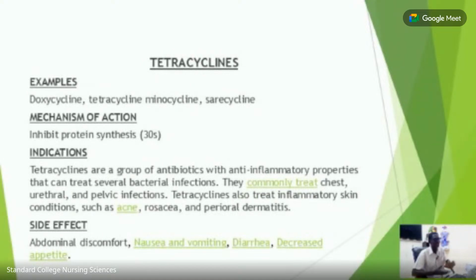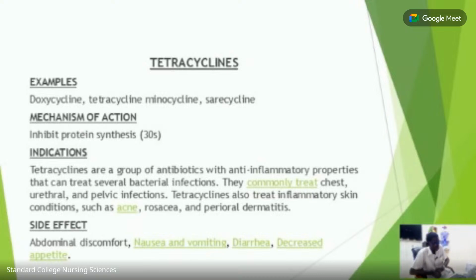The general side effects for this drug: we have abdominal discomfort. You can see that with majority of these antibacterial drugs, abdominal discomfort happens to be one of their side effects. So we should take note of that, so that in a situation where after administering the drug to a patient, the patient comes complaining, I'm having abdominal discomfort, it shouldn't be something new to you. It should not be impromptu; it should be something that you are aware is going to happen.